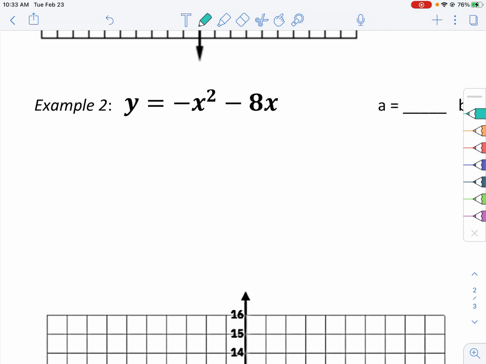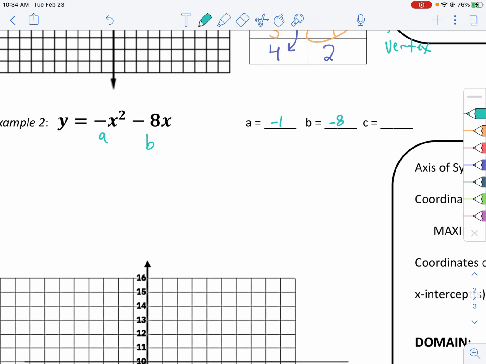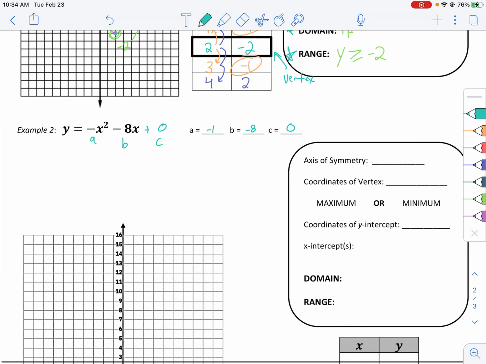So we have negative x squared minus 8x. So this negative x squared, that is going to be what? Negative 1 for an a value, right? So our a value is negative 1. B value, negative 8. And then our c value, there is nothing here, right? The other way to write nothing is just 0 in mathematics, because this is technically plus 0, plus nothing. So that's our c value.